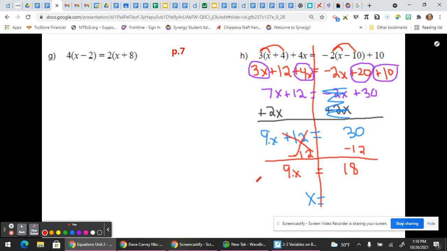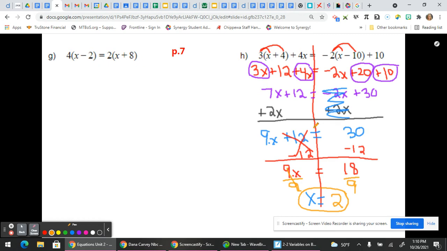To undo that multiplication, to finish this off, I'm going to divide by 9 on the left, and then I'm going to divide by 9 on the right. So 9 divided by 9 is 1. X equals 18 divided by 9 is 2. Nice work. That was complicated. Definitely a level 3. A lot of skills going on in there.